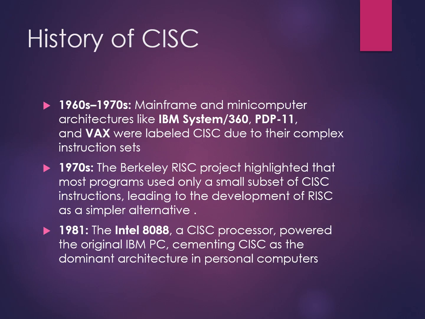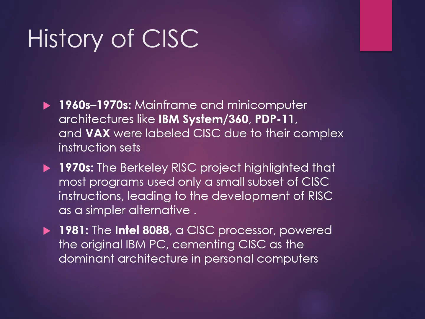The history of CISC: between the 1960s and 1970s, mainframe and minicomputer architectures like IBM System/360, PDP-11 and VAX were labeled CISC due to their complex instruction sets. These computers used CISC because of the complex instruction set. In the 1970s, the Berkeley RISC project highlighted that most programs used only a small subset of the instructions, leading to the development of RISC as a simpler alternative.